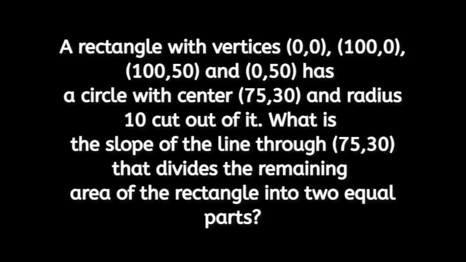This was the 23rd question from the 2023 International Math Kangaroo Competition. It states that a rectangle with vertices (0, 0), (100, 0), (100, 50), and (0, 50) has a circle with center (75, 30) and a radius of 10 cut out of it. So what is the slope of the line through (75, 30) that divides the remaining area of the rectangle into two equal parts? You can pause the video here and try to solve it yourself.